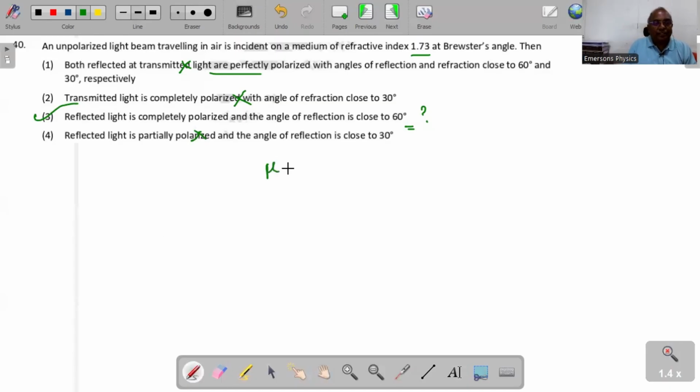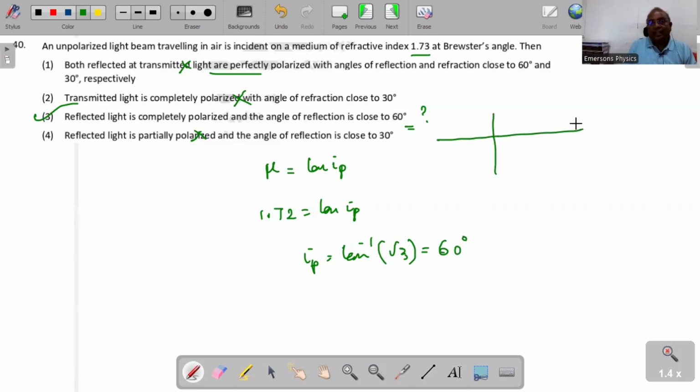Mu equal to tan IP, we know the formula. Mu is nothing but 1.72 equal to tan IP. IP equal to tan inverse of root 3, which is equal to 60 degree. It is given the angle of incidence is 60. So the angle of reflection is also 60. Both are IP. So the answer is, the reflected light is completely polarized and the angle of reflection close to 60 is correct. So 3 is correct.